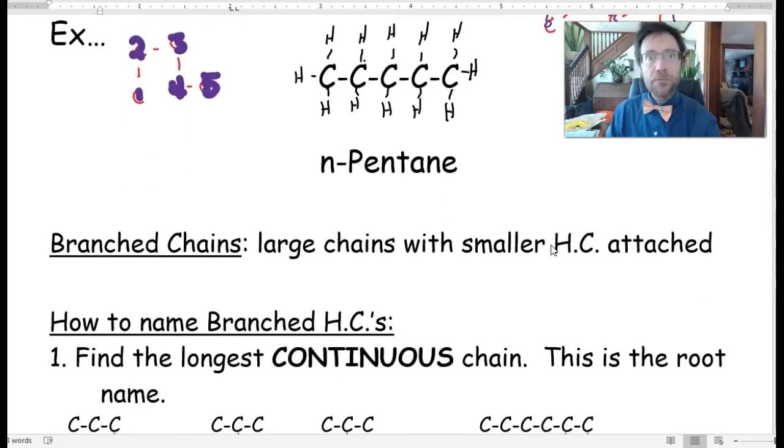Moving right along to branched chains. Now, these are straight chains with extra carbons sticking off of them.